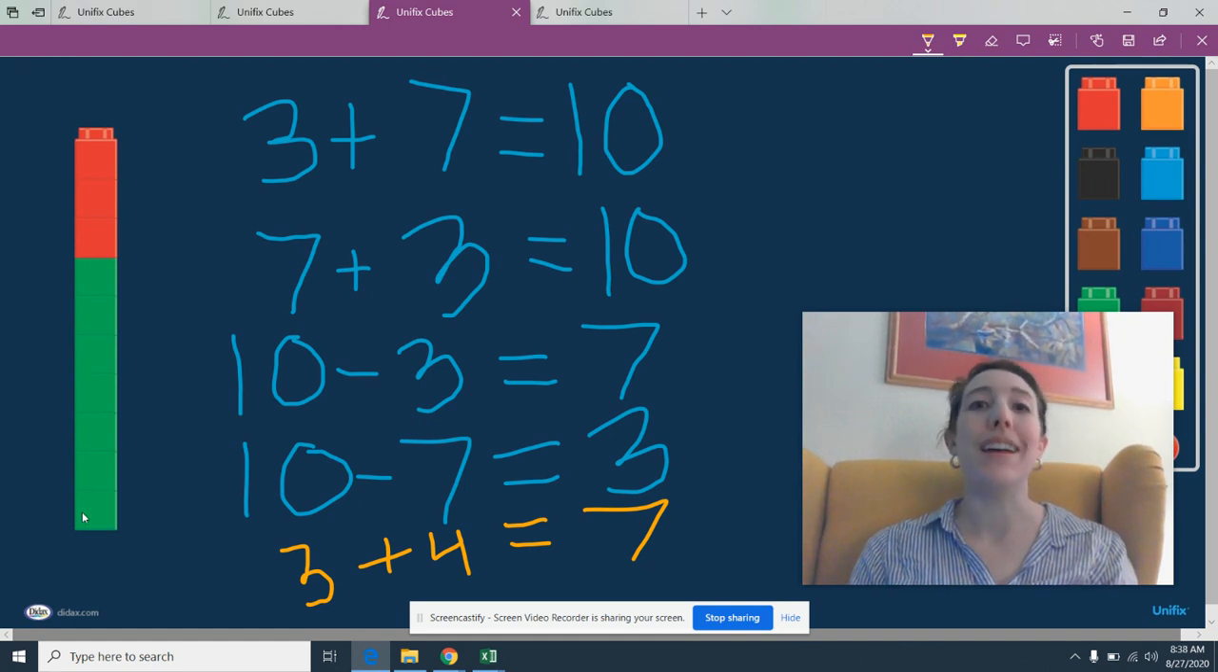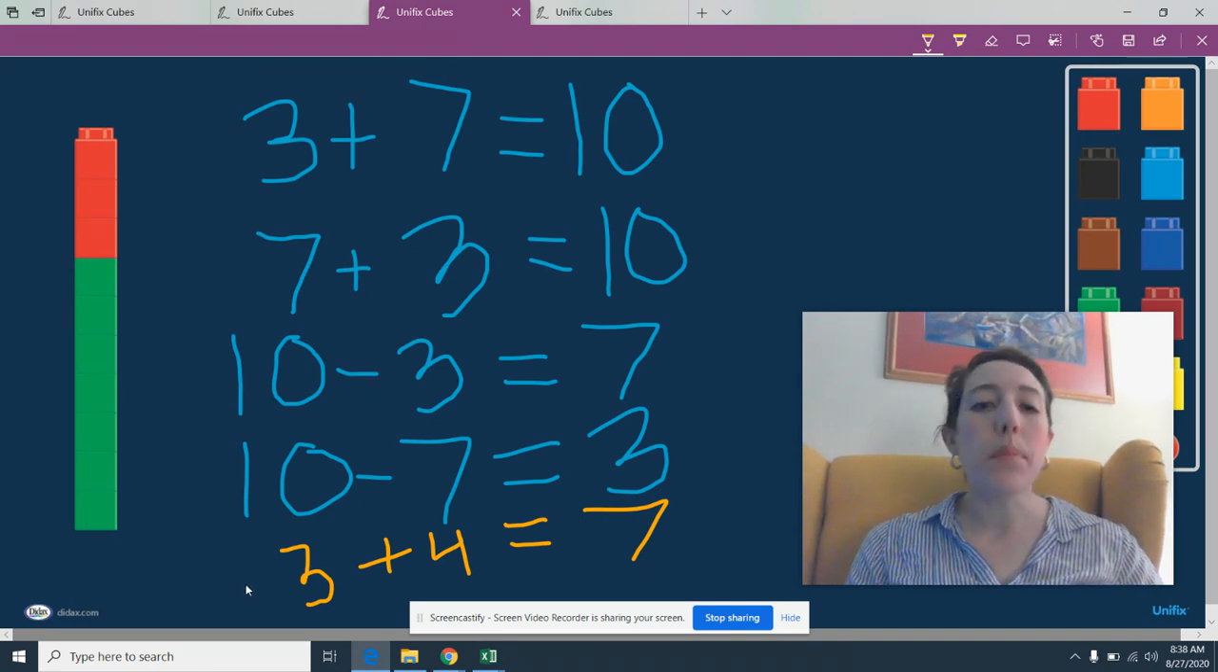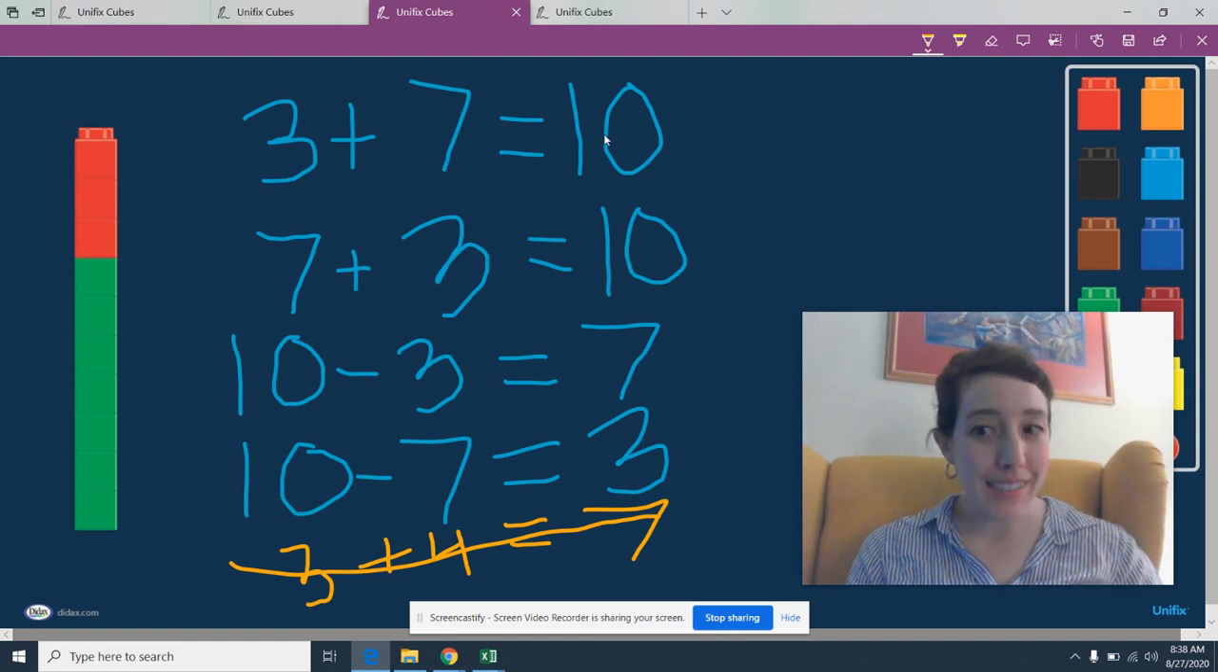I have 10 Unifix cubes. So 3 plus 4 does not match my Unifix cubes because there are 10 altogether. Whether I'm adding up to 10 or I'm starting at 10 and subtracting, I know that if there are 10 altogether, my math equation has to have the number 10.